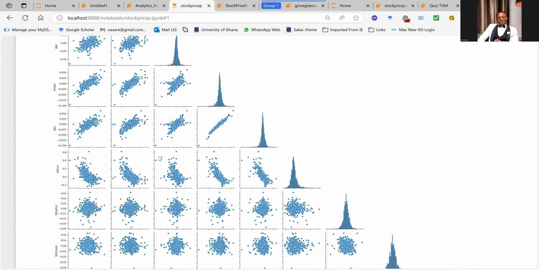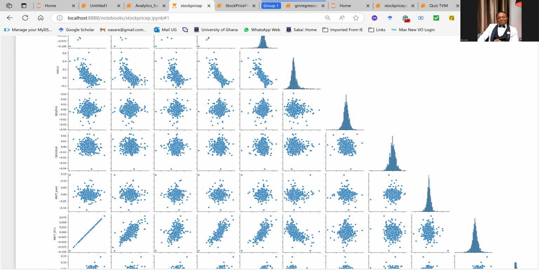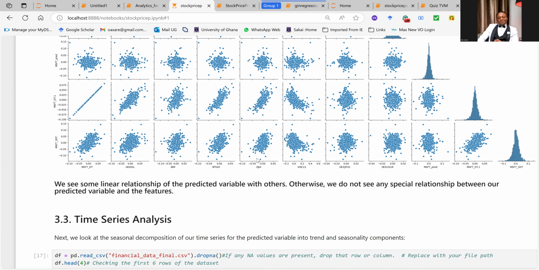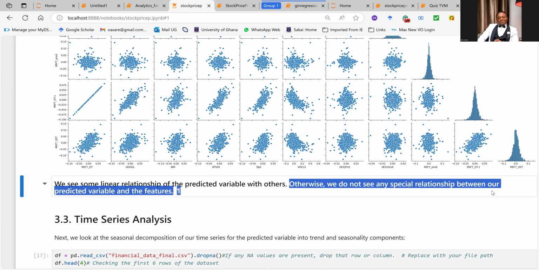Now look at it carefully. And you see that these ones are showing a negative relationship. But look here for our dependent variable. This is our dependent variable, this column here. And it doesn't show much of a relationship, to be honest with you. If you look at this one, it is perfectly correlated with that because it's the same value we have collected. But when you look at this, there's not much relationship being exhibited there. All the same, we have to proceed and look at what is going to happen. Okay. I've said that here. Otherwise, we don't see any special relationship between our predicted variable and the other features.